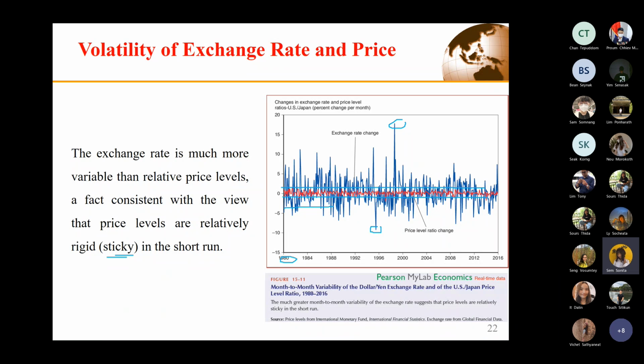No, I was wondering, because inflation is normal from year to year, at what point do we know that there is too much inflation? Okay, very good question. This is a good question.